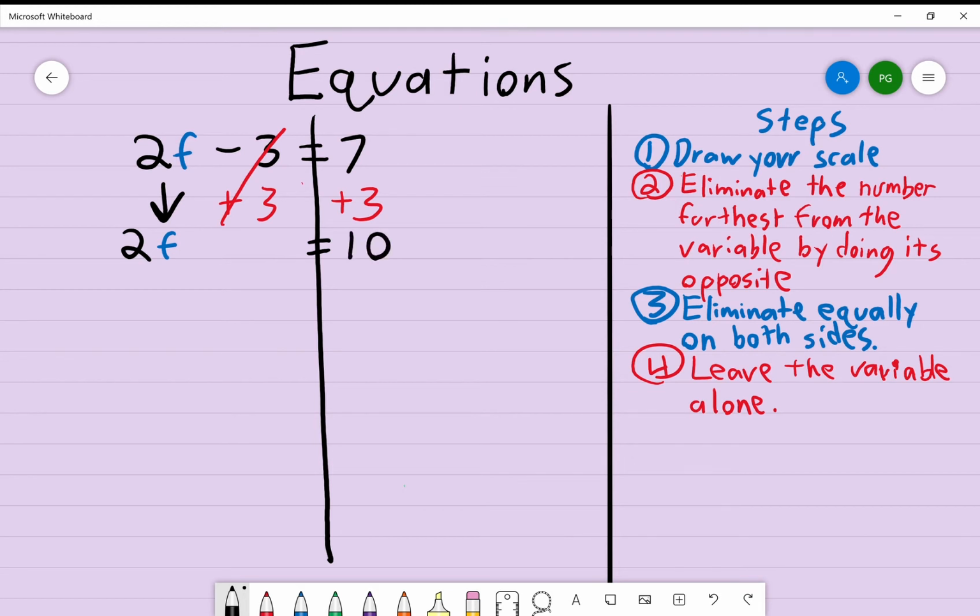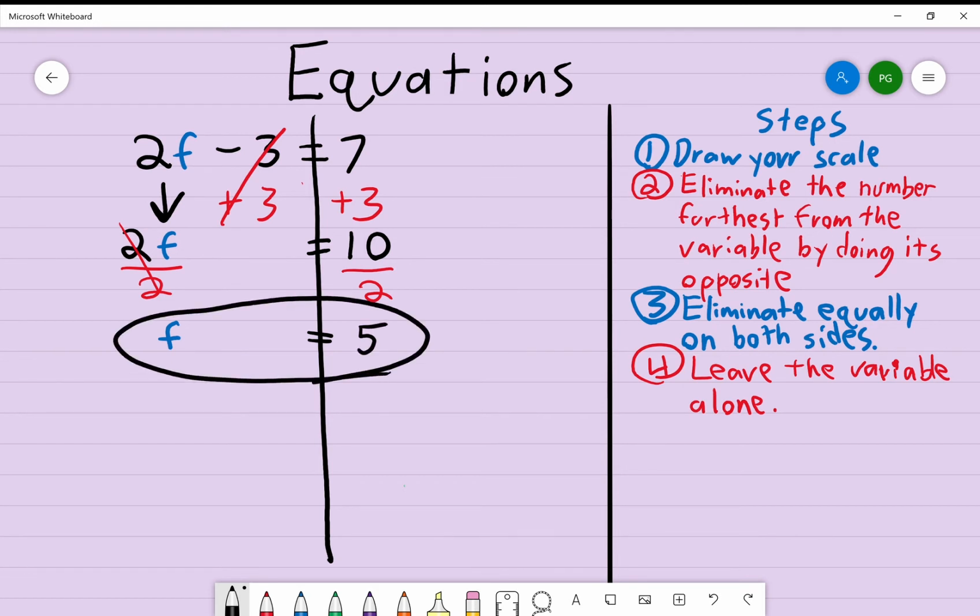We still need to do step 4. Leave the variable alone. Currently, the 2 and the f are next to each other. They have no sign in between them. That means they're multiplying. What's the opposite of multiply by 2? Divide by 2. So we divide by 2, we divide by 2. Remember we have to do it to both sides. 2 divided by 2 cancels out, gives me 1, the invisible number. I don't have to write that down. I just bring down the f, I bring down the equal sign, and 10 divided by 2 is 5. Boom, you have your answer.